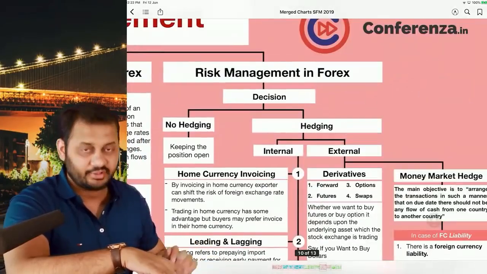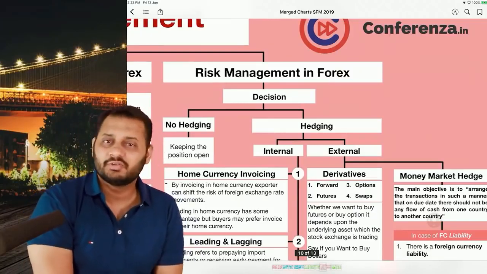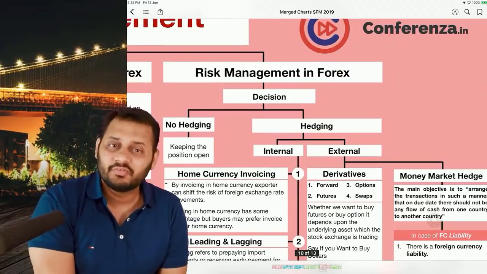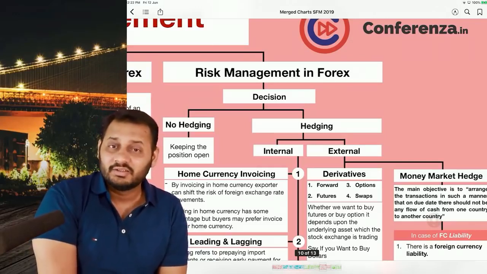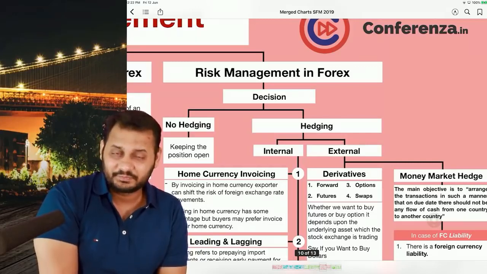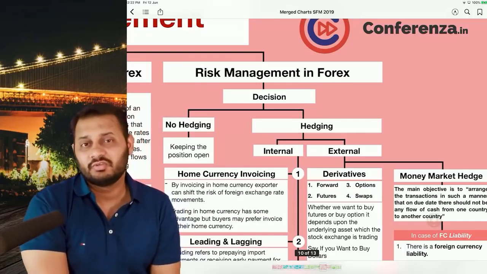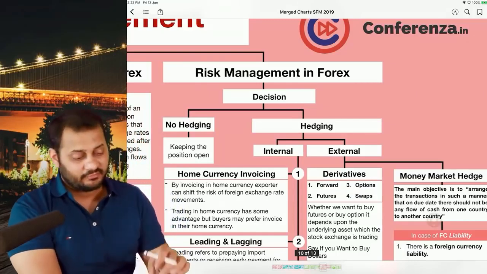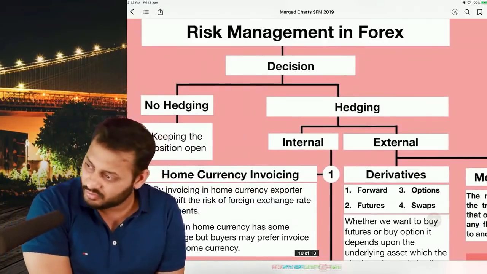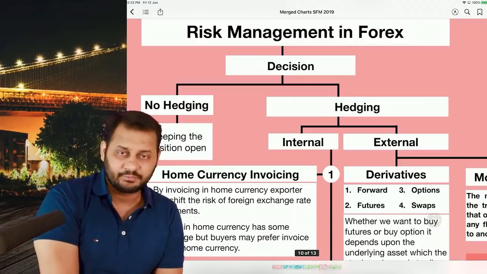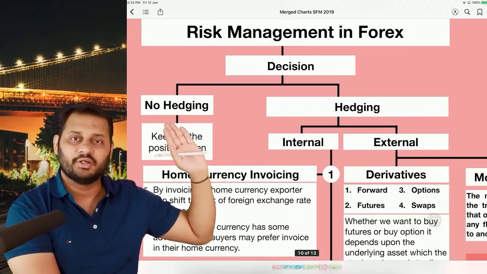Then comes the management of this risk, transaction, translation, or operating. We need to manage it on a continuous basis. Management of forex, management of exchange rate fluctuation means hedging, avoiding the risk, and hedging is of various types. Let's learn. The very first thing is, if you have an exposure, if you have some foreign currency payable or receivable, that means you have exposure, and you need to decide at that time whether you want to hedge or you don't want to hedge.